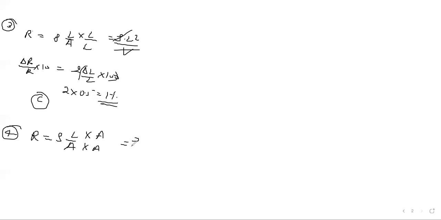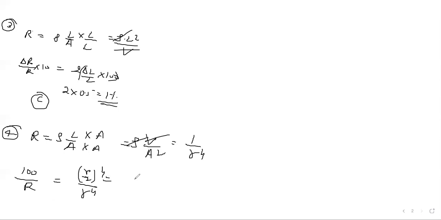So we get rho volume by area square. Volume is constant, rho is constant, so resistance is inversely proportional to area square. Area is pi r square, so resistance is inversely proportional to radius power 4. Initial resistance given is 100 ohm. New resistance is R. Initial radius was R, new radius is R by 2, and power 4. So this becomes 1 by 2 power 4, which means what?